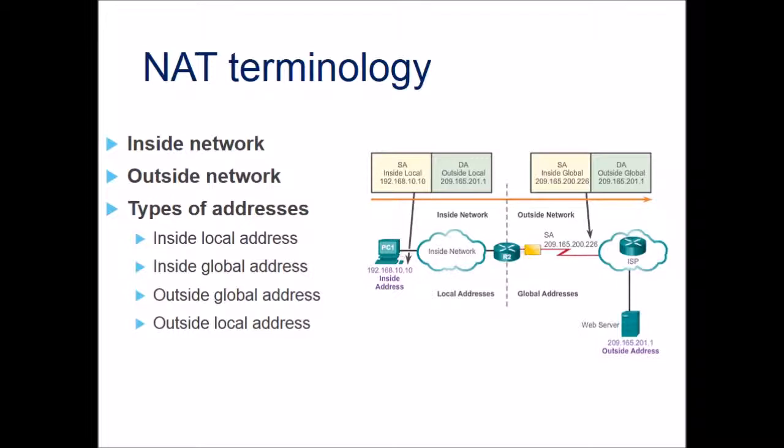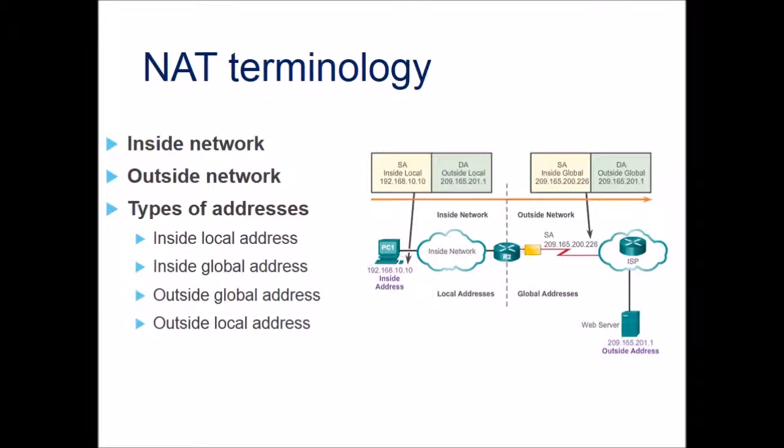A local address is any address that appears on the inside portion of the network. A global address is any address that appears on the outside portion of the network. NAT includes four types of addresses.